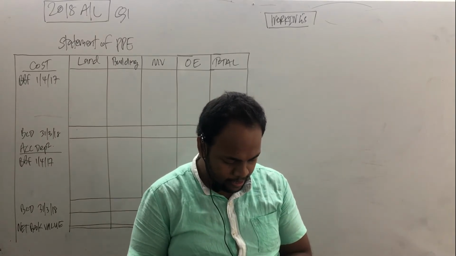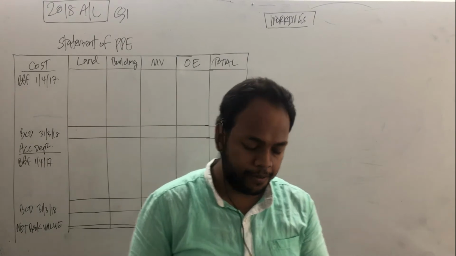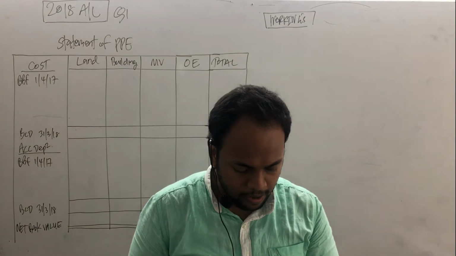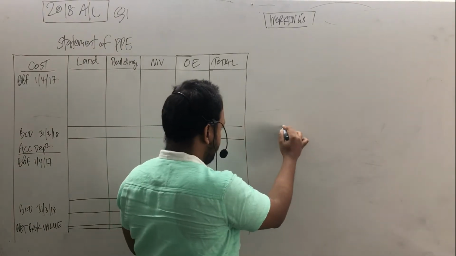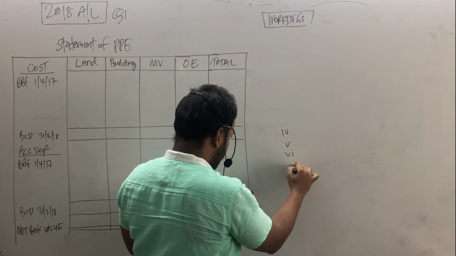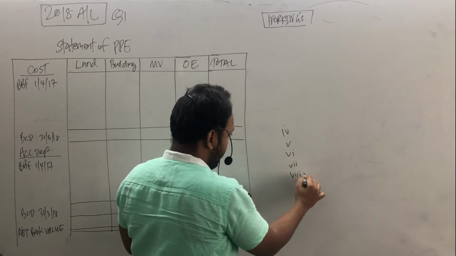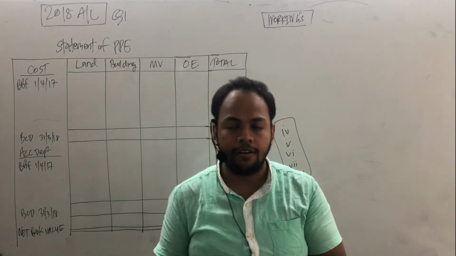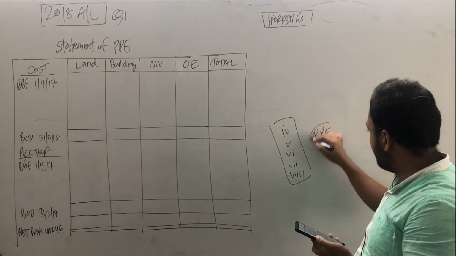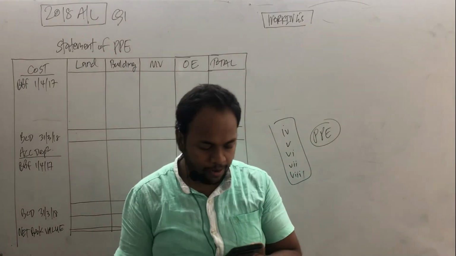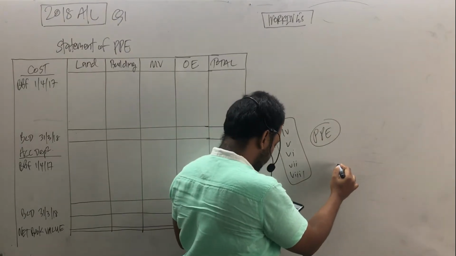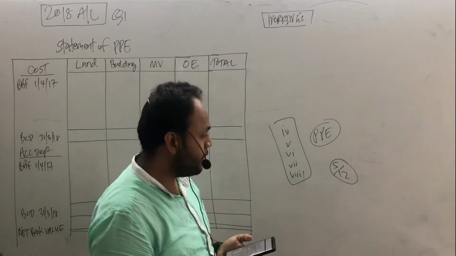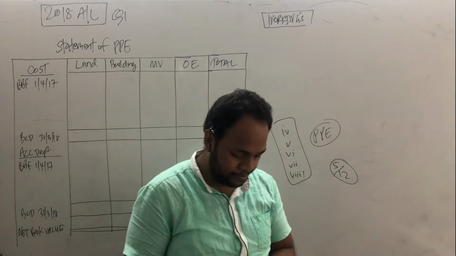If you take the 2018 question, there are 12 additional informations. From those 12, number 4, 5, 6, 7 and 8, so 5 adjustments are related to PPE. Out of 12, 5 adjustments are related to PPE. So you can see the importance of the PPE adjustment, right?